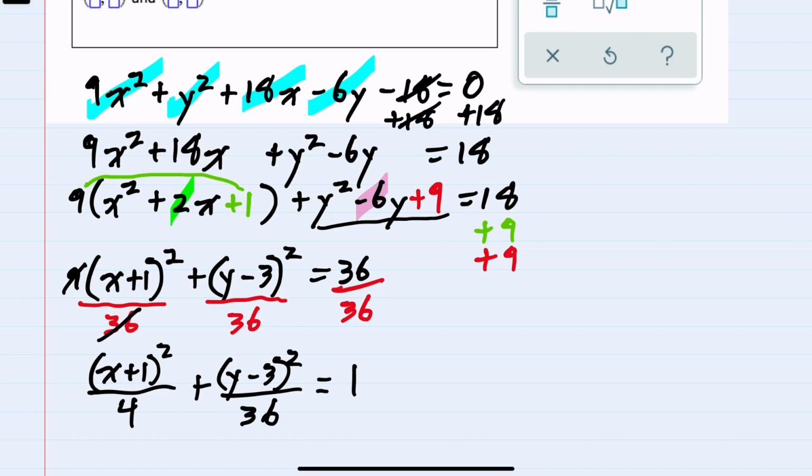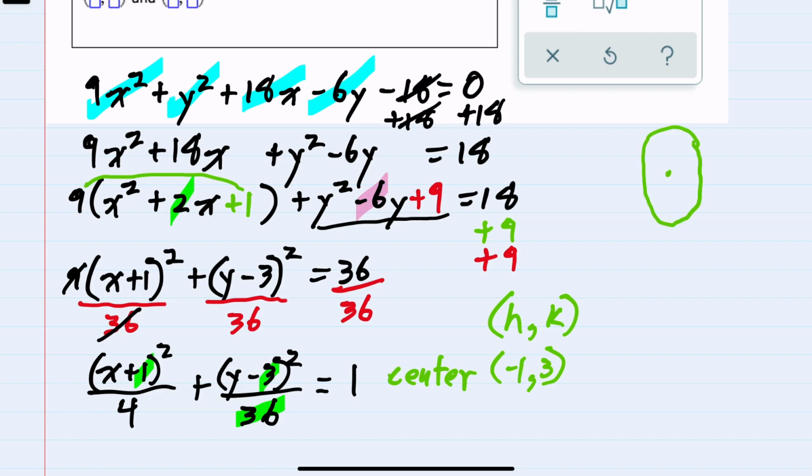And before I can find the foci, I need to find the center of this ellipse. The center is the point (h, k). And standard form says it's x minus h, so h is a negative 1, and y minus k, so k is a positive 3. We found the center, and from here I need to know if it's been stretched up and down or left and right. Since the larger denominator is under the y, I know that this ellipse has been stretched vertically, and so my foci will be above and below that center.